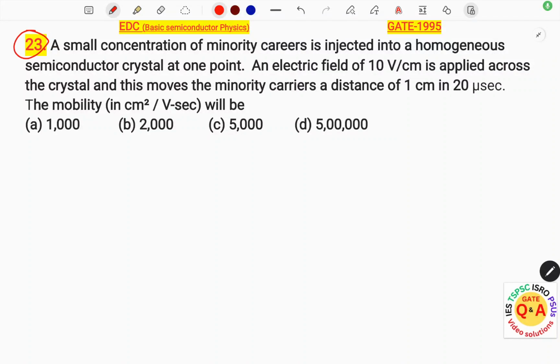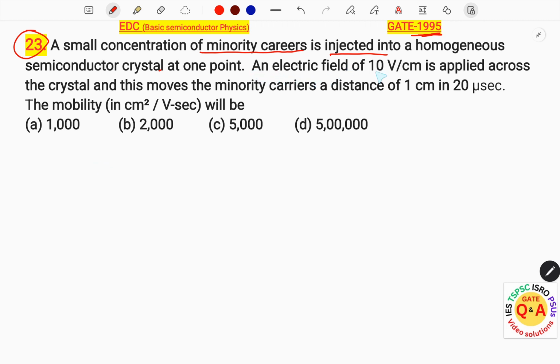Question number 23. This is GATE 1995. The question is, a small concentration of minority carriers is injected into a homogeneous semiconductor crystal at one point. Concentration of minority carriers are injecting into the homogeneous semiconductor at one point.